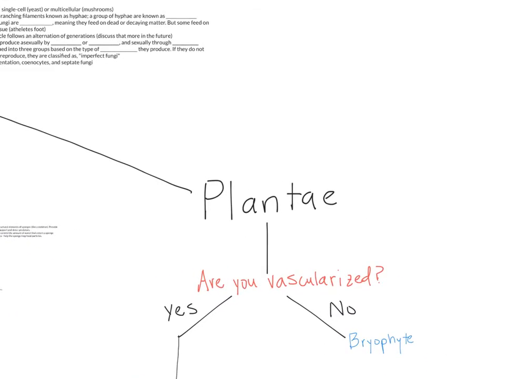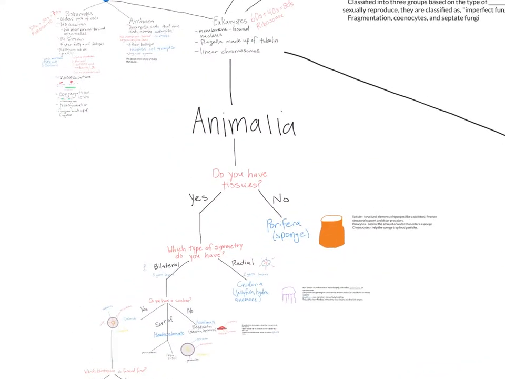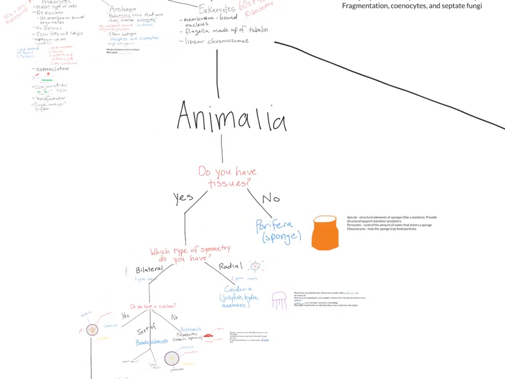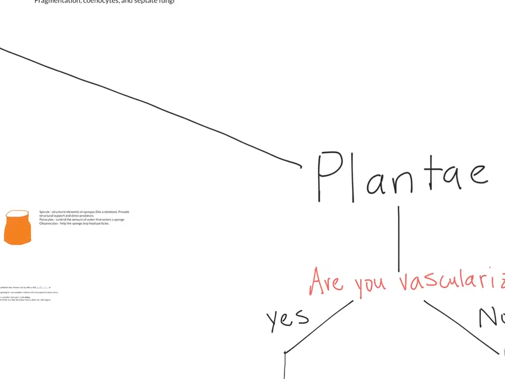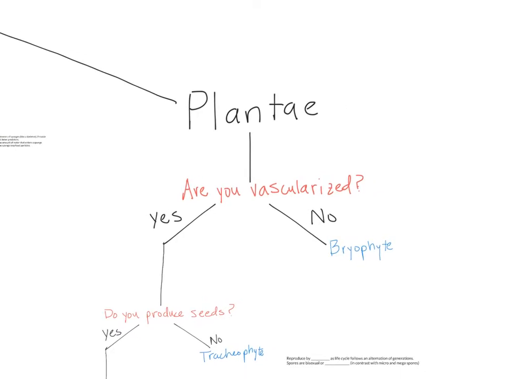So we're going to use the same kind of flowchart idea that we used for the animals, where we ask a question and the answer to that question guides us through the taxonomy of plants. So the first question is, are you vascularized? Do you have vascular tissue?